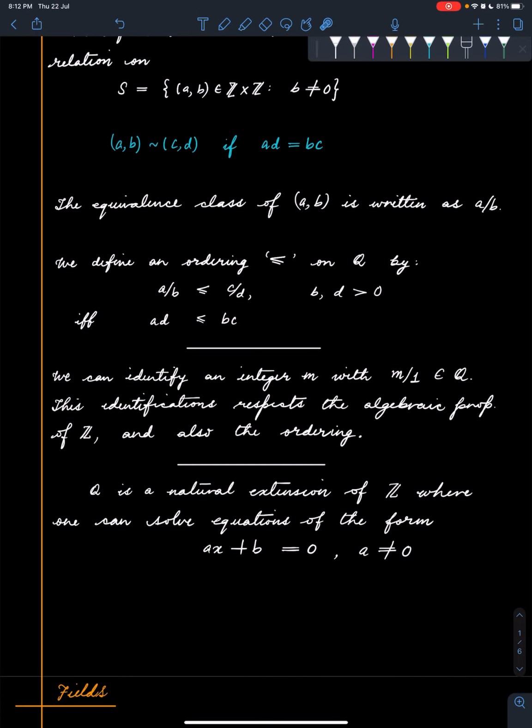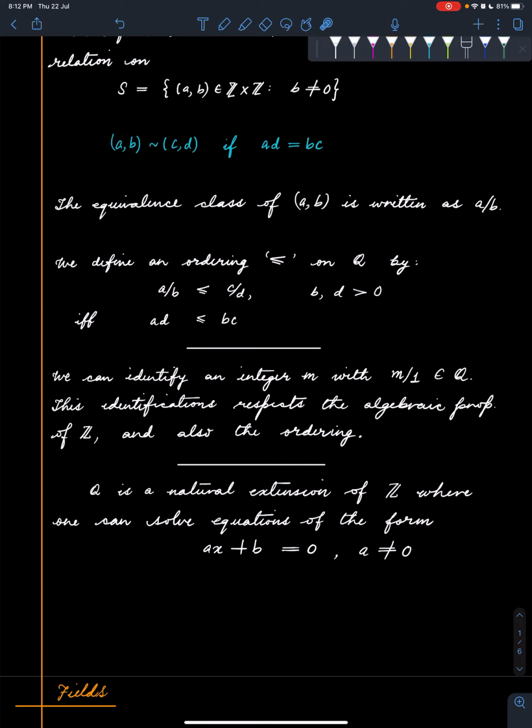And then an important point was that we identified the set of all the integers as a subset of the rationals, where an integer m was identified with this rational number, just as we used to do in high school. And we also noted that this identification respects the algebraic properties, meaning if you sum two things in integers and then take the image of the sum, or what you could do is you could first take the image of the individual things and then sum them. It doesn't make a difference. So that is respecting the algebraic properties.